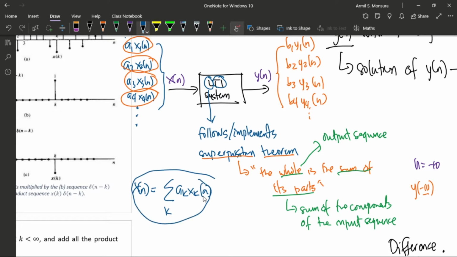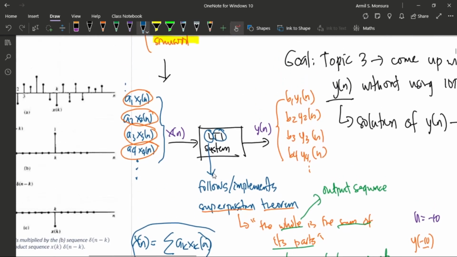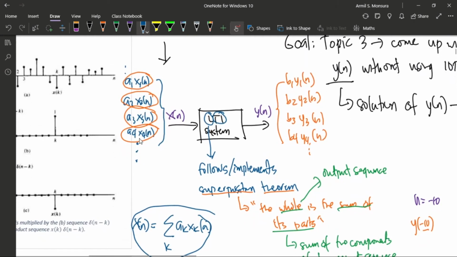in-input nyo ngayon ng buo, so ito yung unang sinabi natin, no? Unang premise natin, pag isa-isa nyo in-input yung components, si LTI system ninyo would produce these individual output sequences. Okay, so pag isa-isa, if this is the input, ito yung magiging output niya or output sequence niya.